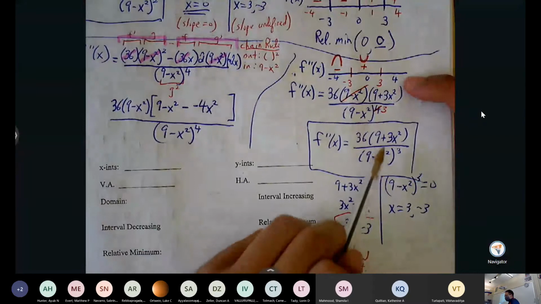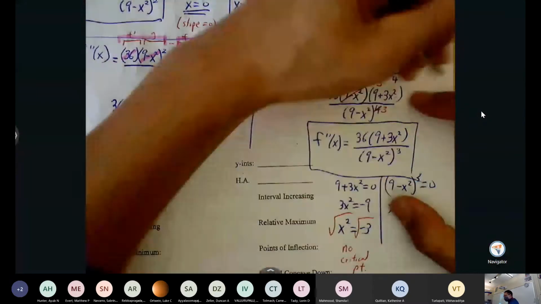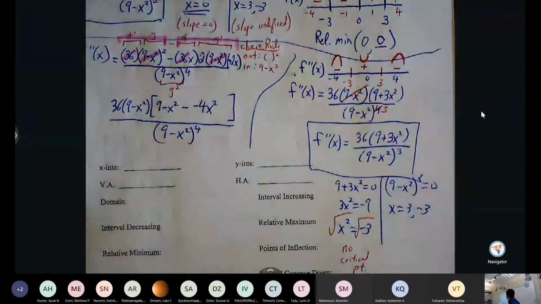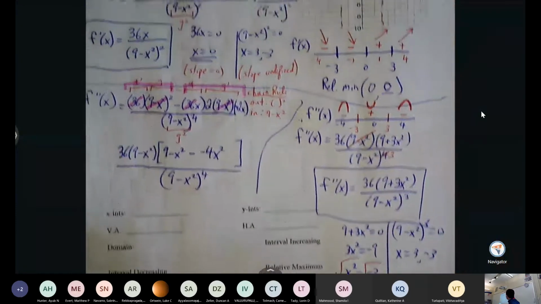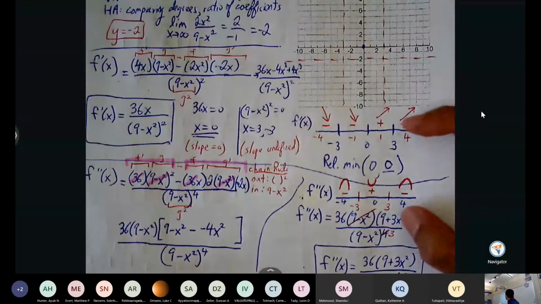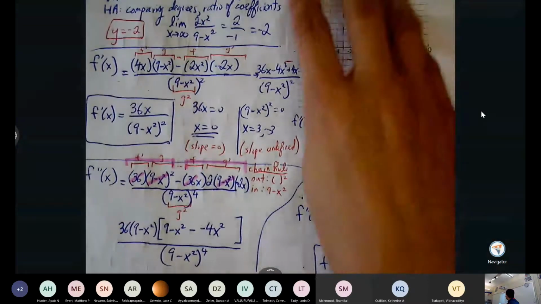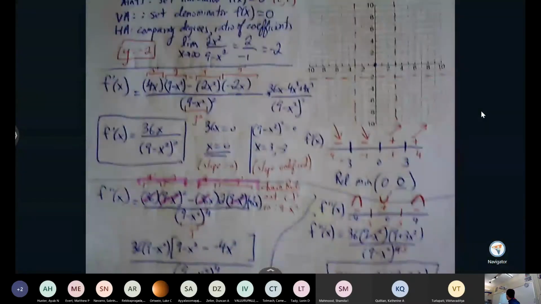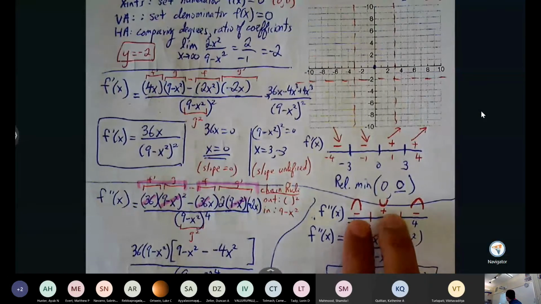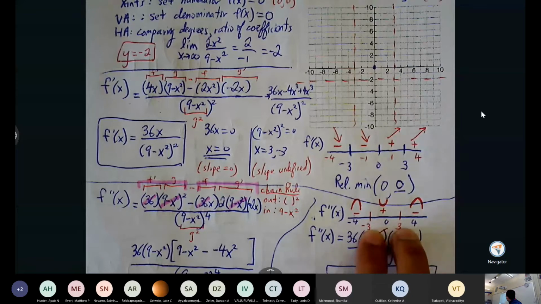Plug 4 in, positive over a negative, so that's negative, that's concave down. Based off of this information, we're going to try to sketch our graph. Now look at the concavity sign line here. There's a change in sign. So can we call these points of inflection?